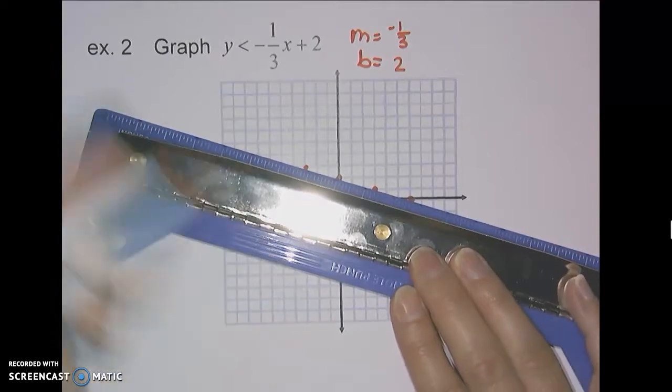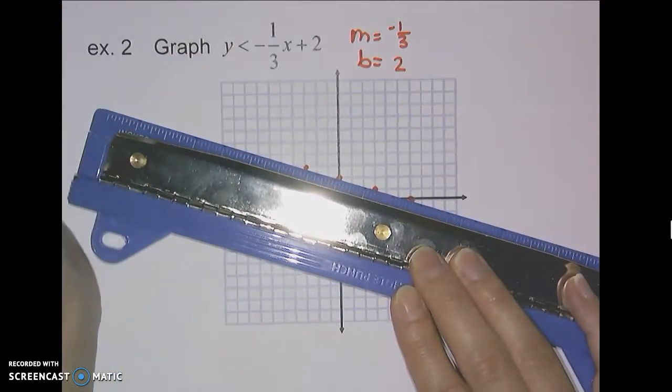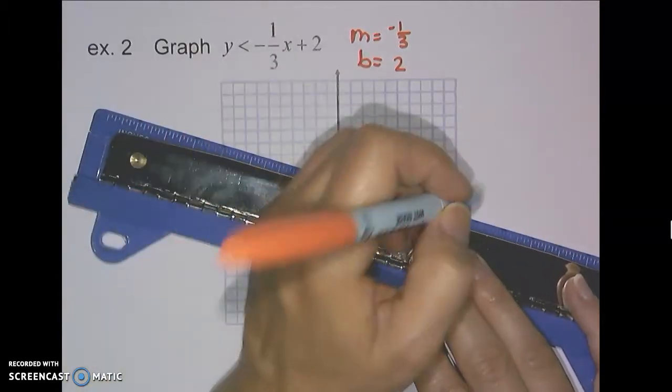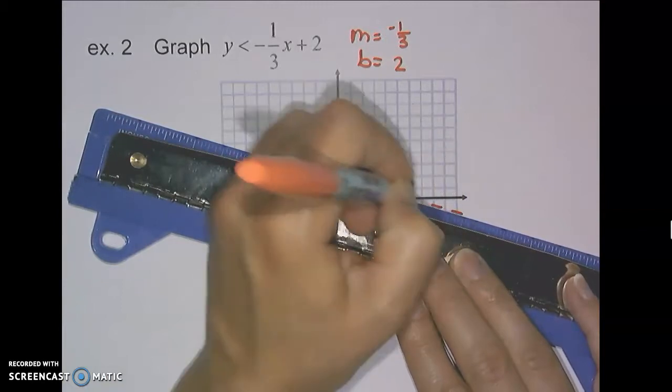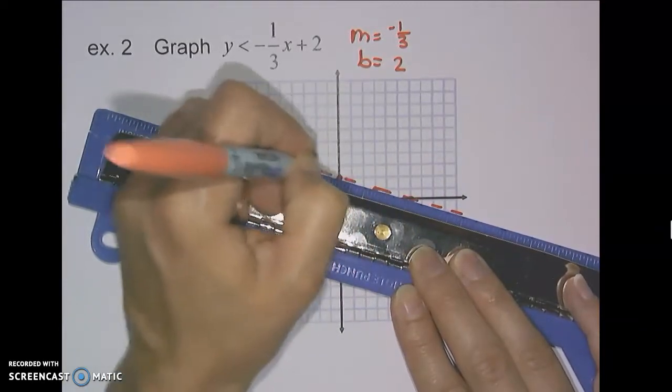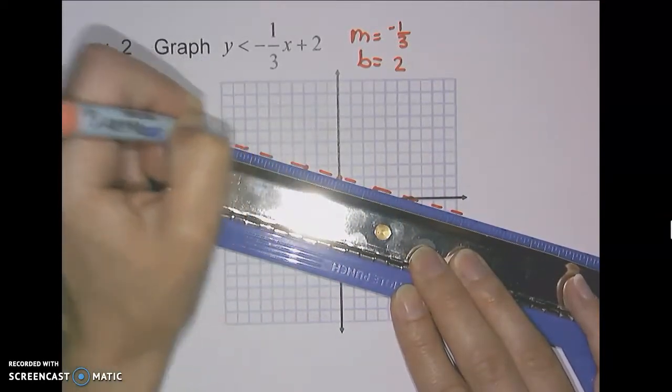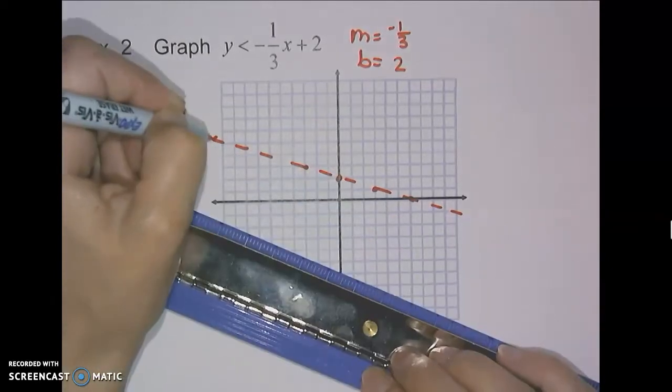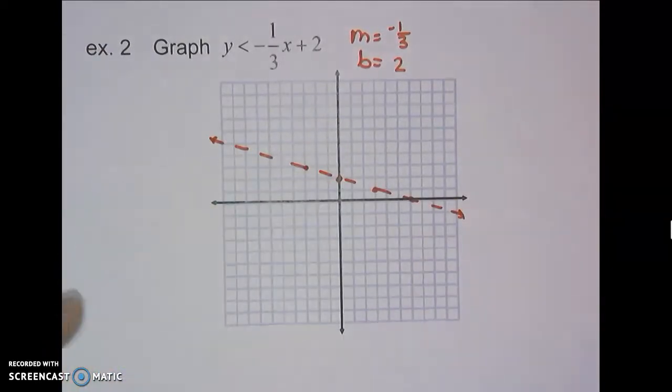Now, this has y is less than, so are we going to connect these dots with a solid or a dashed line? That would have been an open circle before. We can't do open circles, but we can do dashed lines. So every so often, you're going to just dash in on the graph. And then we're going to draw our arrows on the end again.